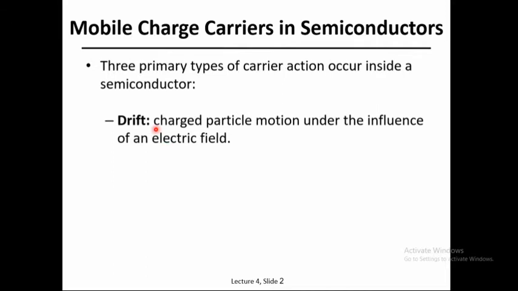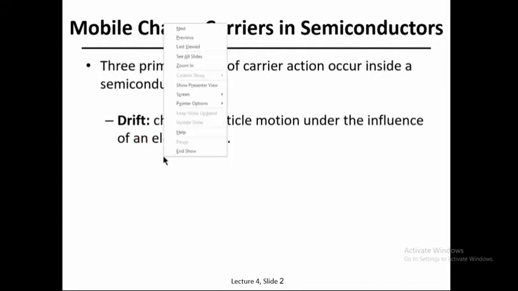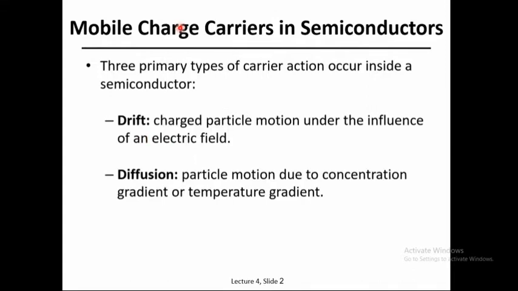The drift, or the motion of any particles, will happen under the influence of an electric field. So what if I don't have an electric field? If the electric field is zero, then the drift current will be zero. Diffusion will be the particle motion due to the concentration gradient or temperature gradient.